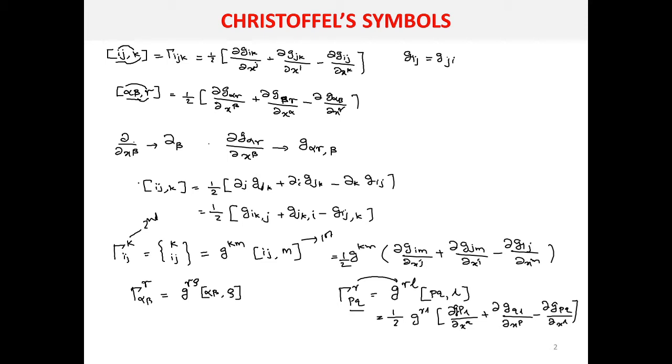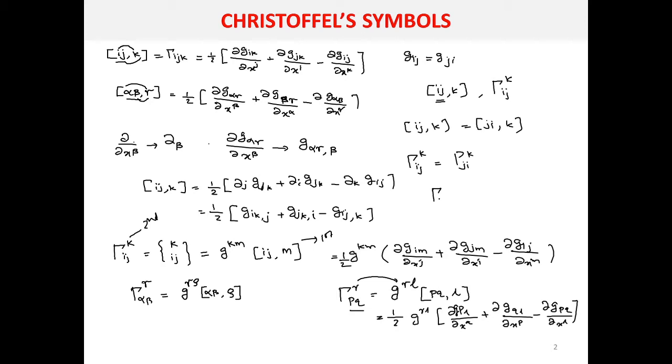Now one more point: the Christoffel symbol of the first kind we have defined as [ij,k], and the Christoffel symbol of the second kind can be defined as gamma ijk. When you are considering the Christoffel symbol of the first kind and the second kind, remember these Christoffel symbols are symmetric with respect to the indices i and j. It means the Christoffel symbol of the first kind ij,k will be equal to ji,k, and similarly for the Christoffel symbol of the second kind, gamma ijk will be equal to gamma jik.